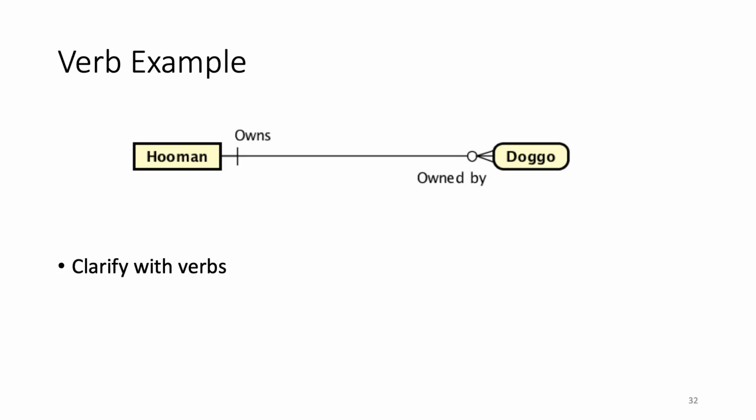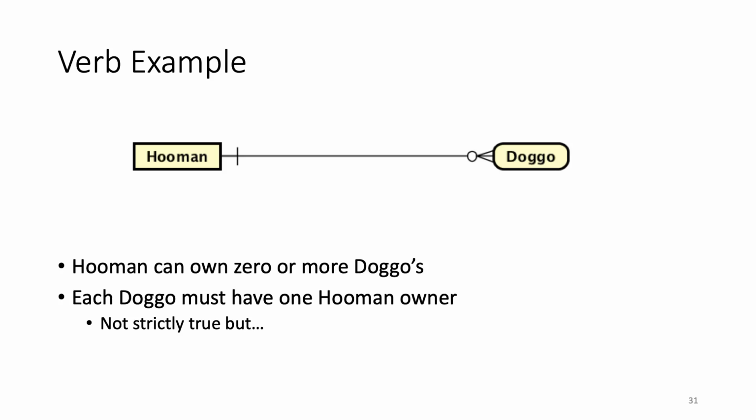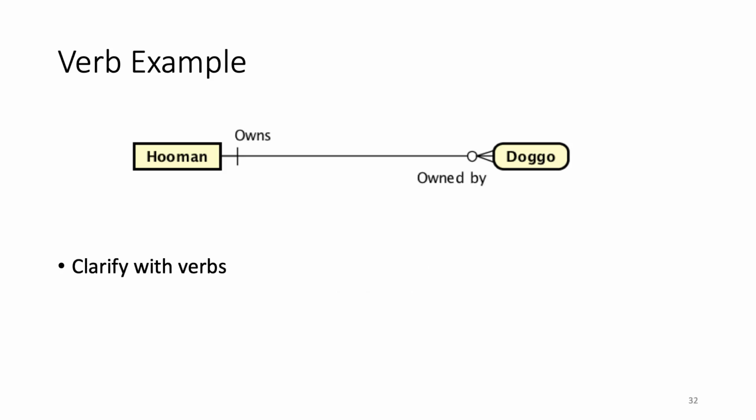But what we might want to do is specify this. So we can actually put verbs, action words, into the diagram. So we take our standard form of diagram and we can stick on, so we can then say, okay, a human owns this way and a dog is owned by that way. And that allows us to clarify with verbs exactly what is happening and what we can do in order to do it.